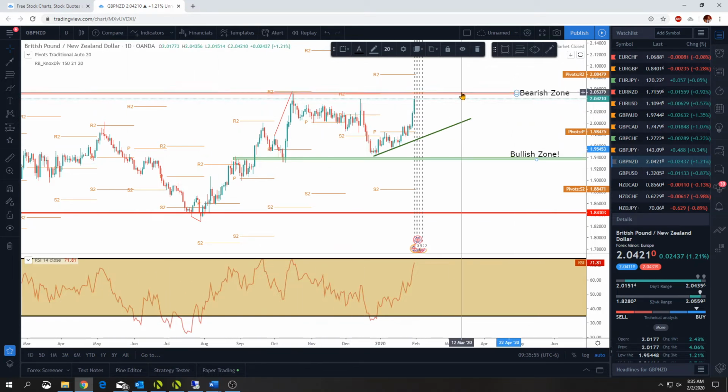So that's why I haven't put an alert, but I'm going to put an alert right in this area at 2.05316.